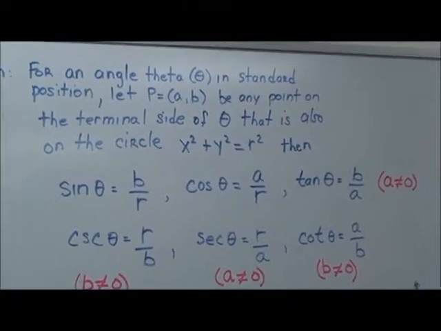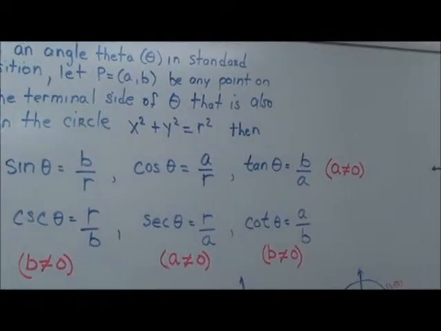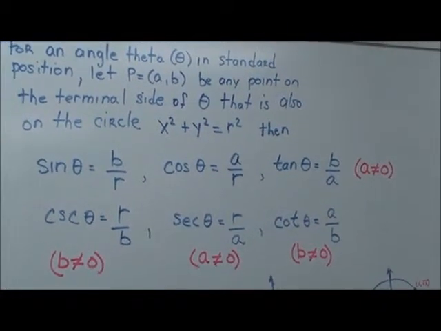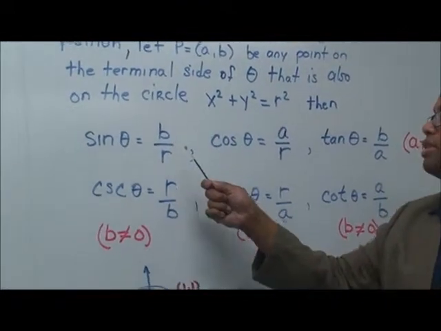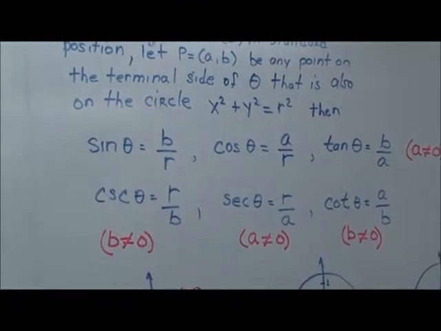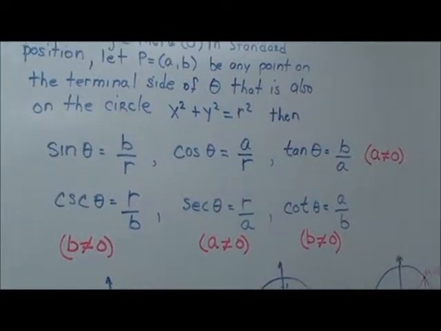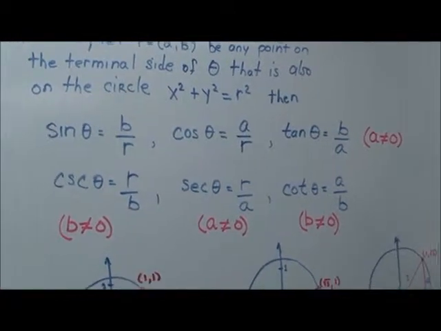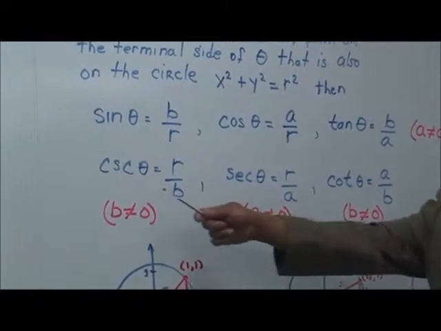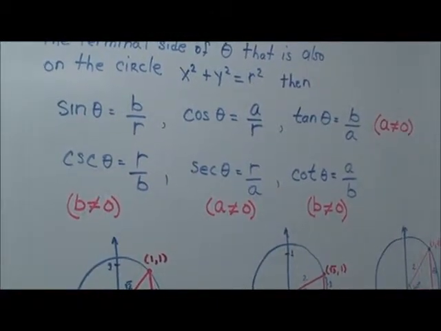Sine theta is equal to b over r. Cosine theta is equal to a over r. Tangent theta is equal to b over a. This will be the opposite side over the hypotenuse, the adjacent side over the hypotenuse, and also the opposite side over the adjacent side. Of course, these are your infamous reciprocal identities.